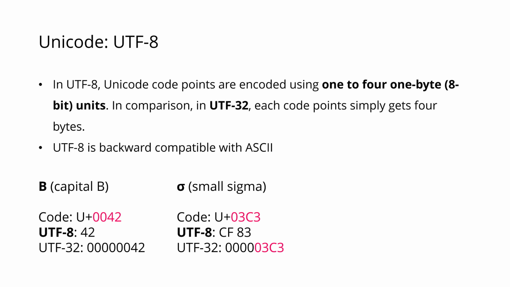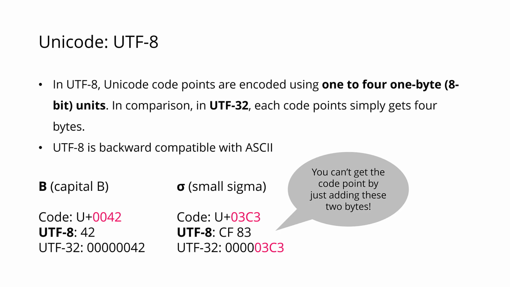Now, of course, in UTF-8, there are many other characters, not just the ones that are in ASCII. So for example, for the small sigma here, the code would be 03C3 in hex. In UTF-8, it's CF83, and in UTF-32, it's 000003C3. So we can see in UTF-32, we have a clear representation here, and it's basically 2 bytes here at the end.